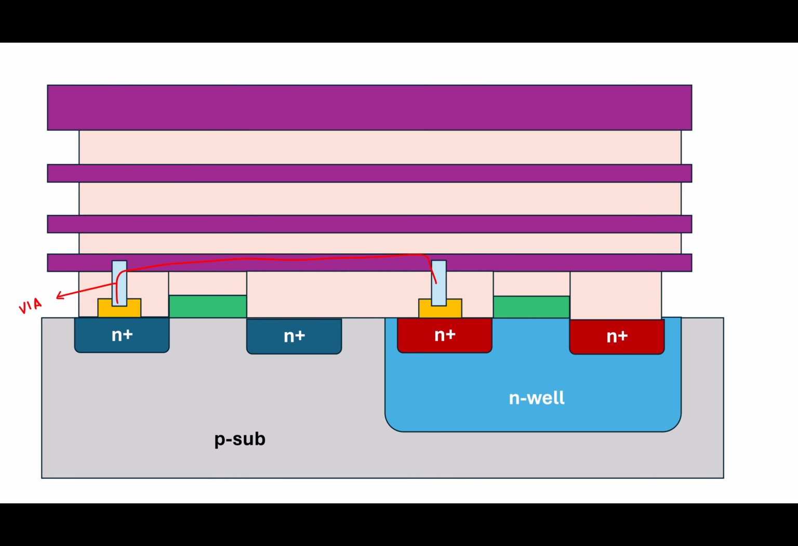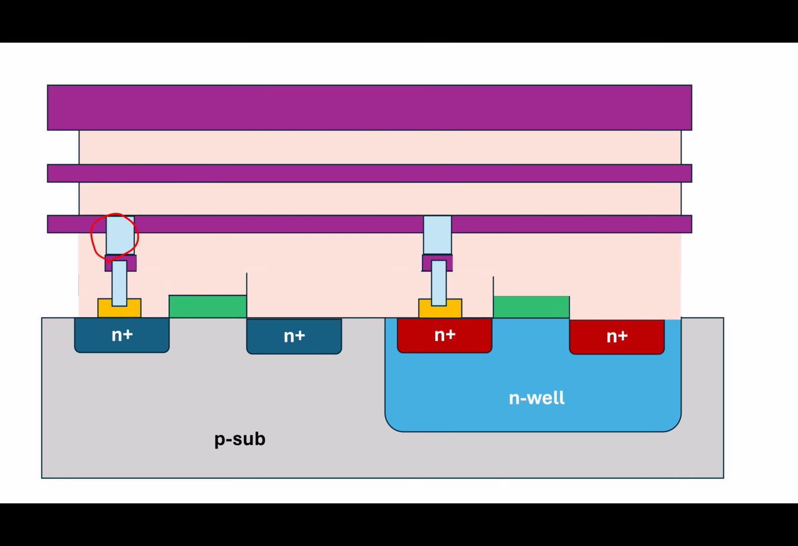Now if you say that I don't want to make this connection using the first level of metal, I want to do it using the second level of metal, you have to put one more via that connects the first level of metal to the second level of metal. So that way your connection is done like this.